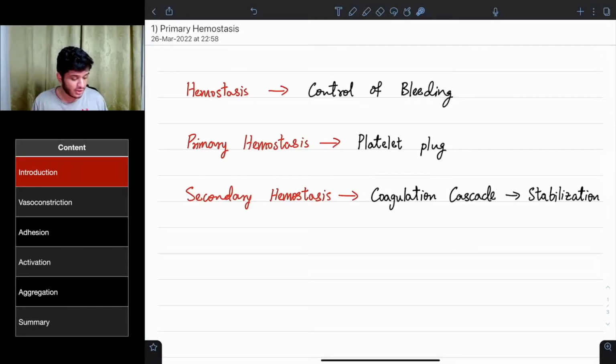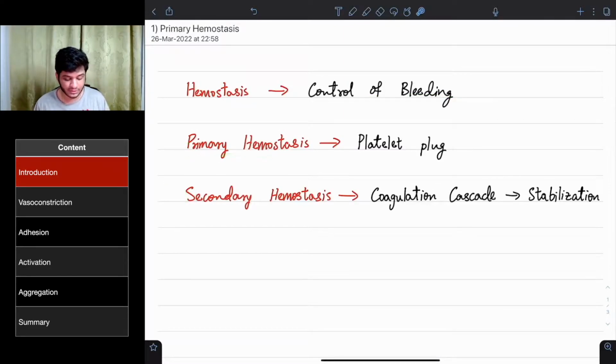So, hemostasis is the control of bleeding. Whenever there's a cut anywhere around your body, your blood vessels would be open, right? And blood would flow out of the body. Hemostasis is that control of that bleeding. There are two types, there's primary and secondary hemostasis.